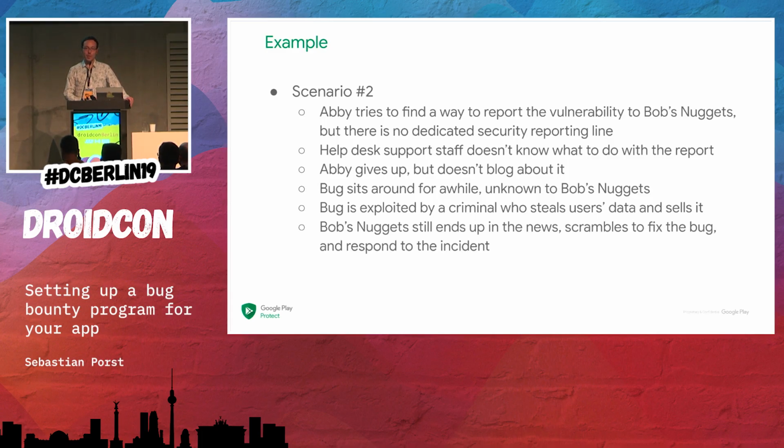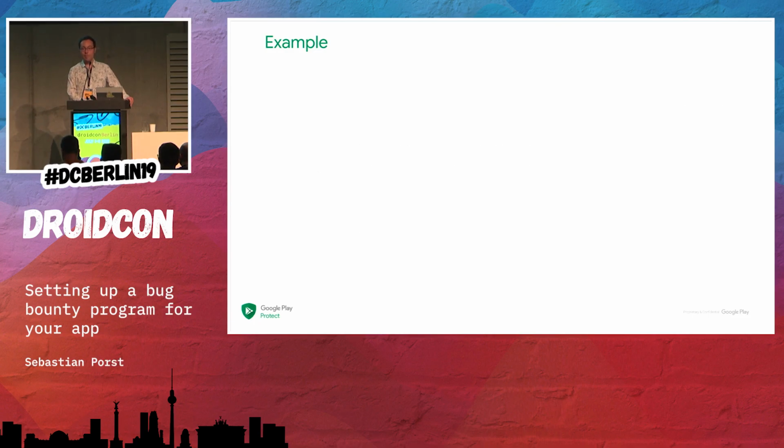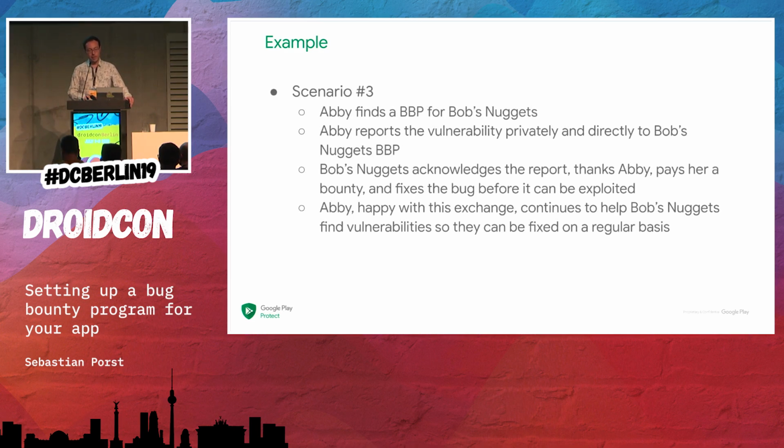If you're unlucky, you're still going to end up in the news, because at one point someone's going to find out, oh, here's an inventory list on Pastebin that someone left behind or whatever, and then you're scrambling again for the PR fallout. Okay, so how can we do even better? If we actually had a bug bounty program, or at least a vulnerability coordination program, then there's a clear path for Abby to discover how she can get in contact with the Bob's Nuggets developers.